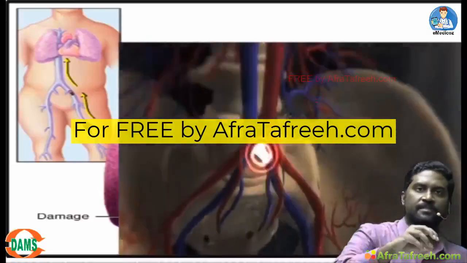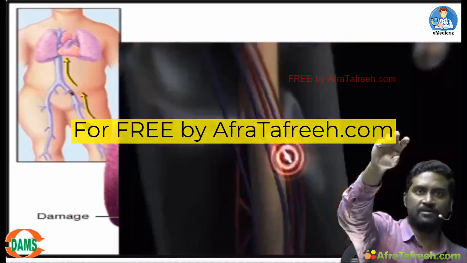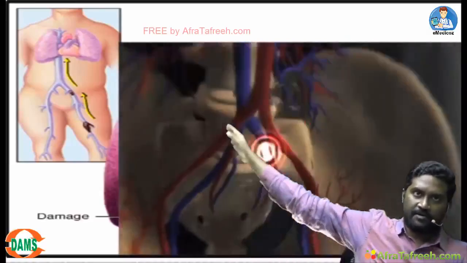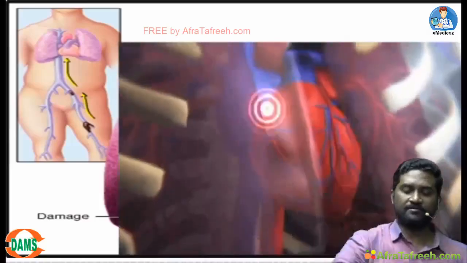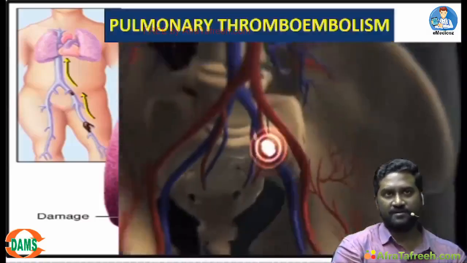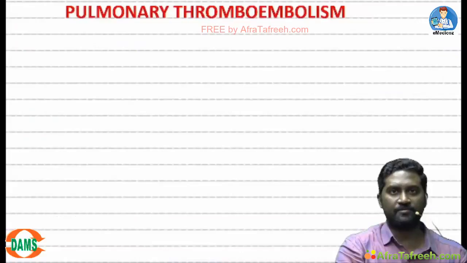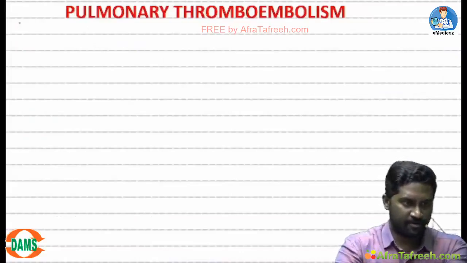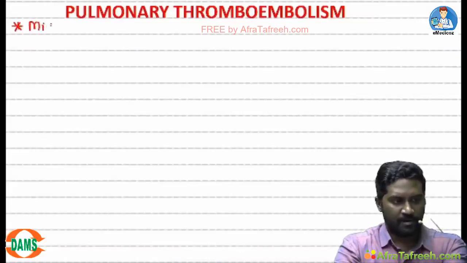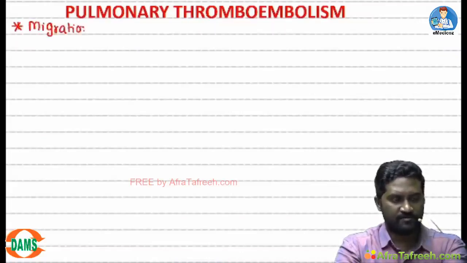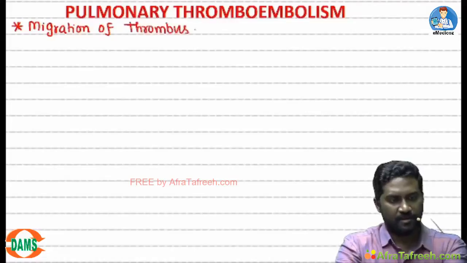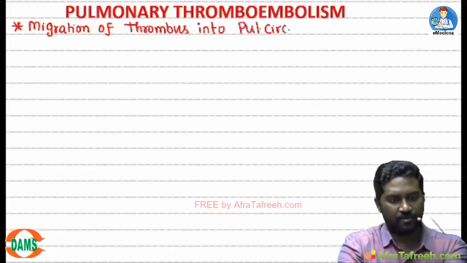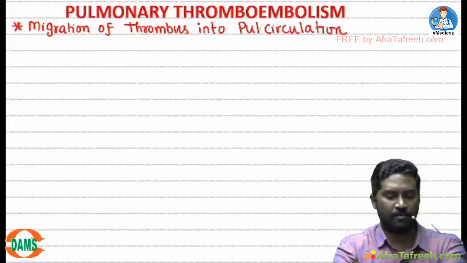In this disease, there is migration of thrombus into the pulmonary circulation. What is this disease? It is pulmonary thromboembolism. Write down the definition of pulmonary thromboembolism. It is migration of thrombus into pulmonary circulation. This is called pulmonary thromboembolism.